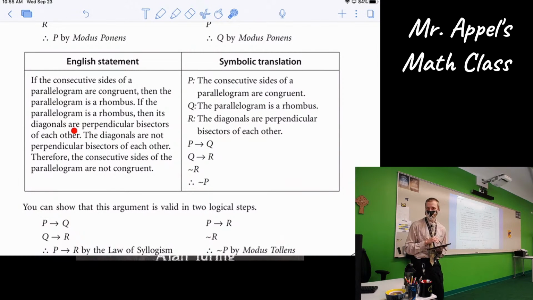Ooh, that's a fancy sounding feature. The diagonals are not perpendicular bisectors of each other. Oh, shoot. It's not the case. Oh, bummer. Therefore, the consecutive sides of the parallelogram are not congruent.